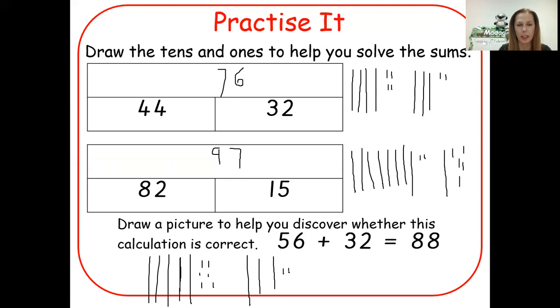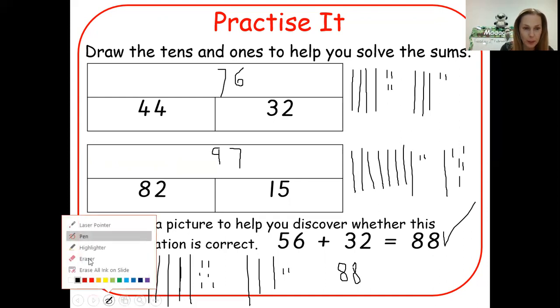How much have I got all together? So I've got 1, 2, 3, 4, 5, 6, 7, 8 ones. And how many tens have I got? 1, 2, 3, 4, 5, 6, 7, 8 tens. 8 tens goes in front of the ones. So I've got 88 altogether. Correct. Okay, let's have a go at the next one. Let me put my pencil away.